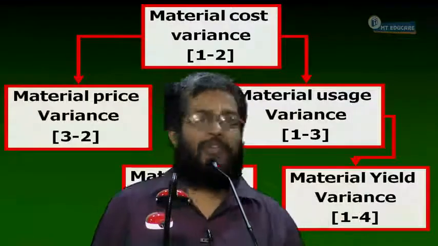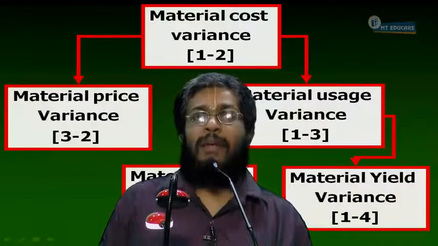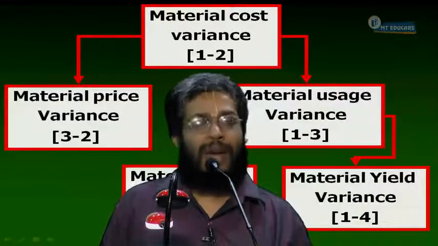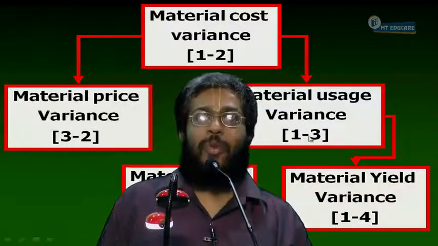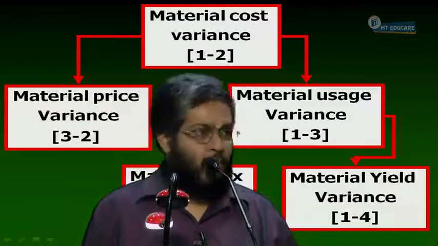Next, tell me the variance. What is the main variance? Material cost variance. Broken into what 2 variances? Price variance and usage variance. Usage is broken into mix variance and yield variance. Mix variance is 4 minus 3; yield is 1 minus 4. Very simple. A breakup should always give the total. Now, 4 minus 3 plus 1 minus 4: 4 and 4 cancel, becomes 1 minus 3. 1 minus 3 plus 3 minus 2: 3 and 3 cancel, becomes 1 minus 2.